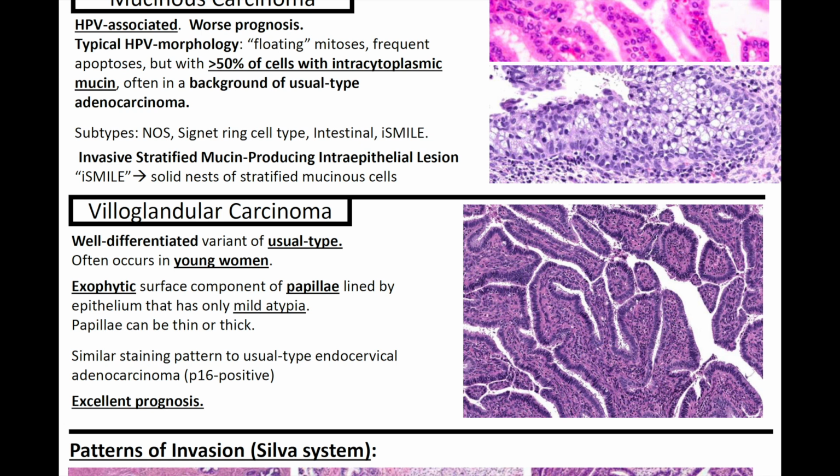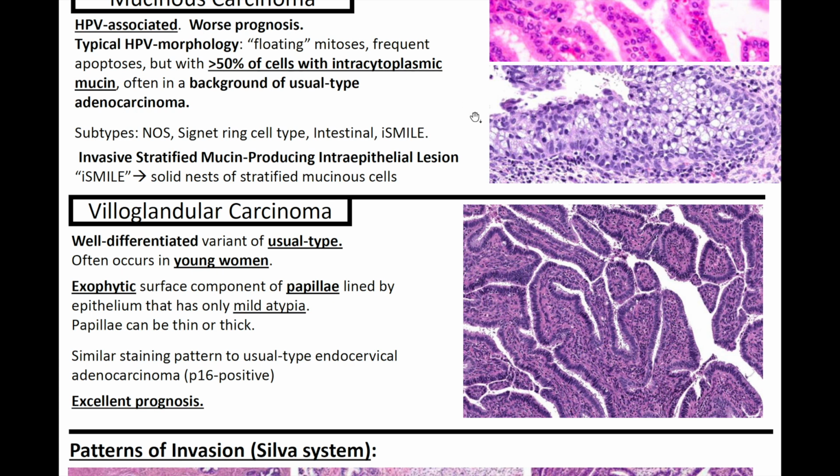Next up, we've got mucinous carcinoma. This is HPV-associated and has a worse prognosis. Typical HPV morphology, so you have the floating mitoses with frequent apoptoses, but with more than 50% of the cells with intracytoplasmic mucin, as shown in this image.